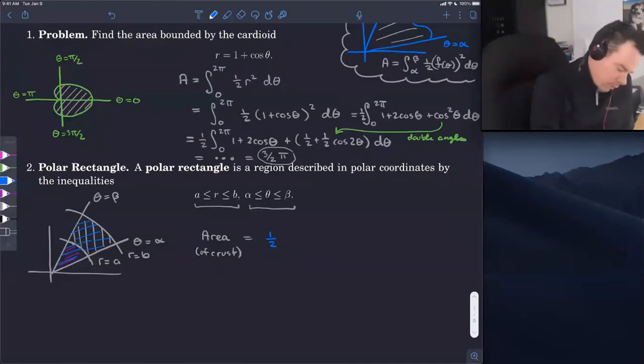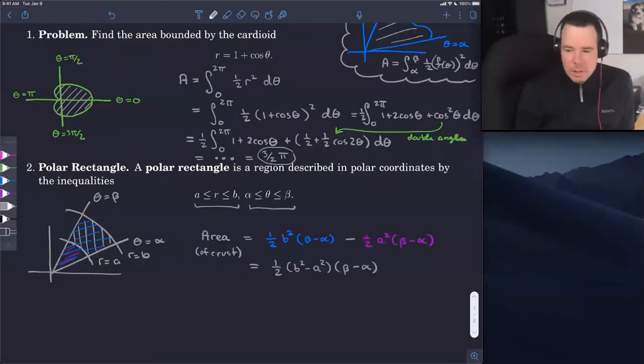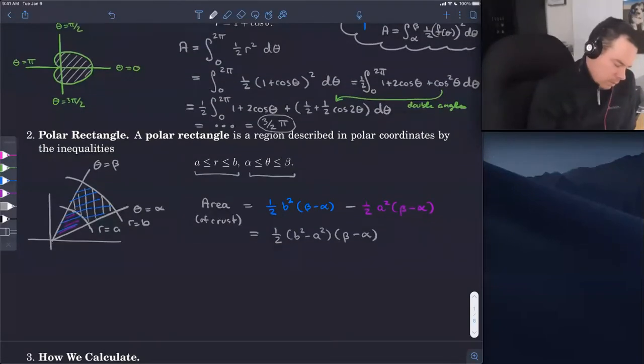And so that's going to be 1/2 times the radius squared times the angle, which is beta minus alpha. So that's the area of that full slice of pizza minus the area of the stuff, the purple region, the stuff with the toppings. So that's 1/2 a squared times beta minus alpha. Or in other words, we can condense this down and get that it is given by 1/2 (b squared minus a squared) times (beta minus alpha). So that's the area of the sector of a circle.